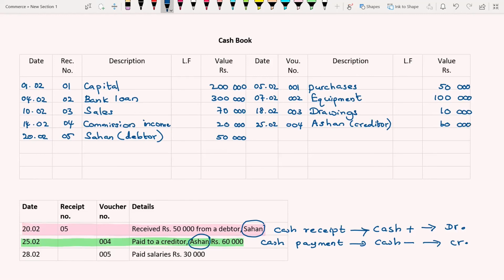And then the final transaction, 28th of February, paid salaries. Again, this is a cash payment. So cash decreases. So let's record this transaction in the credit side of our cash book. 28th of February, 005 is the voucher number and salaries. The value is 30,000. Okay, now we have recorded all the transactions.